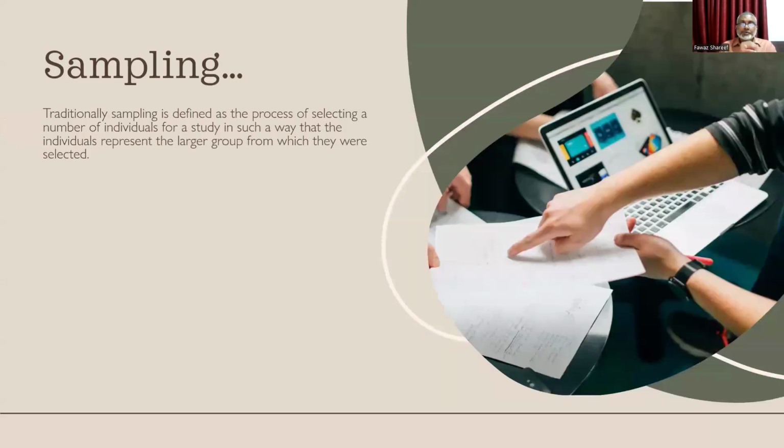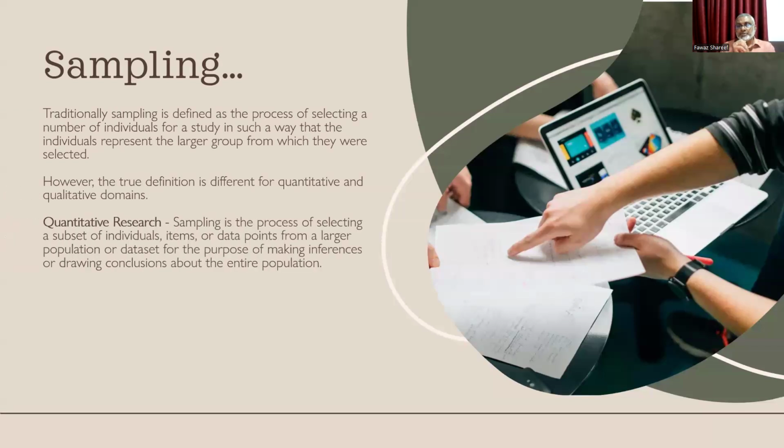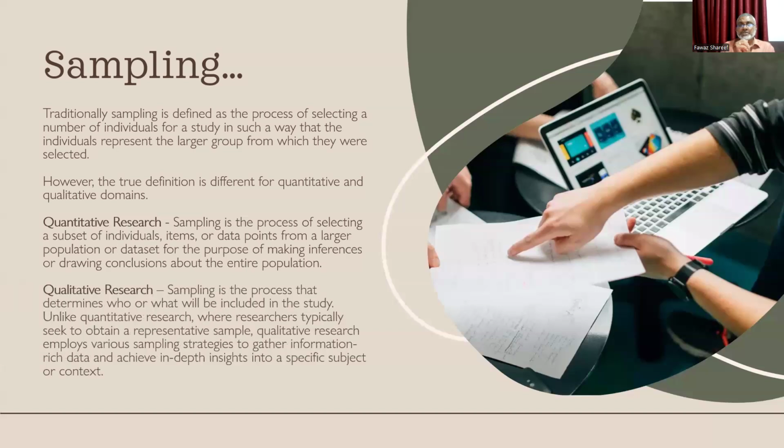So sampling traditionally is defined as a process of selecting a number of individuals for a study in such a way that the individuals represent the larger group from which they are selected. Okay, so that is the traditional definition of sampling, where we are saying that it's a representative group of people from a larger group.